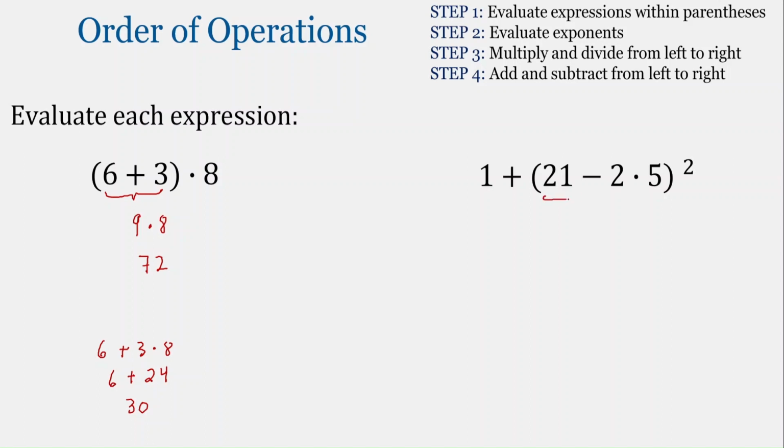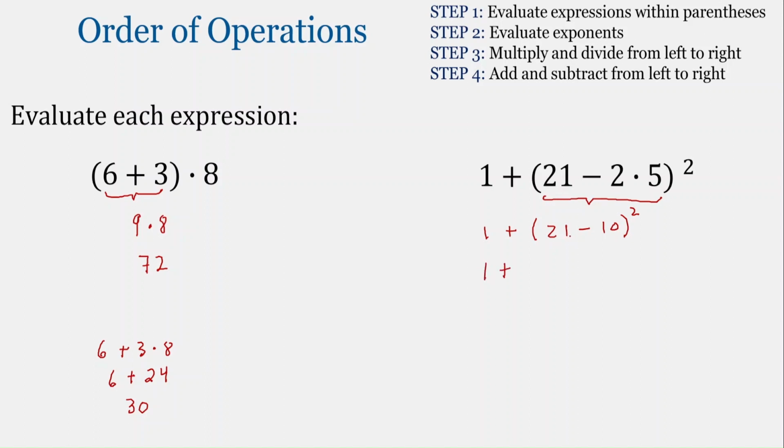So in the second problem, we do have a set of parentheses. So we'll do all of the operations within the parentheses first, and then we will square it. So we have 1 plus, so we have 21 minus 2 times 5. So you have subtraction and multiplication inside the parentheses. We'll do that multiplication step first. That's 21 minus 10. 2 times 5 is 10. And then we'll square it.